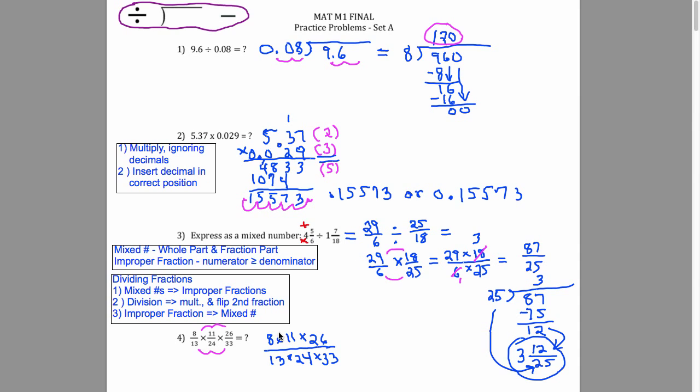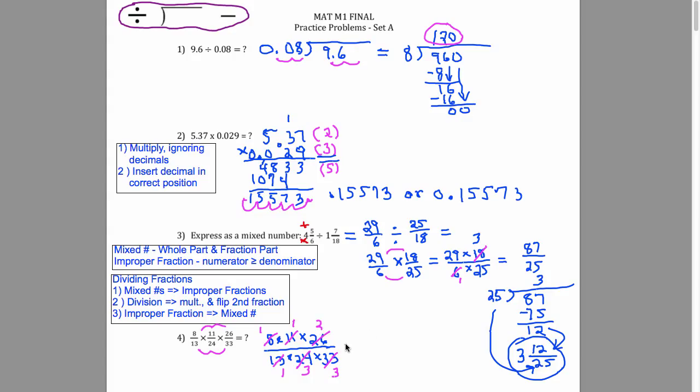We see 8 into 8 goes 1. 8 into 24 goes 3. 11 into 11 goes 1. 11 into 33 goes 3. 13 into 13 goes 1. 13 into 26 goes 2.